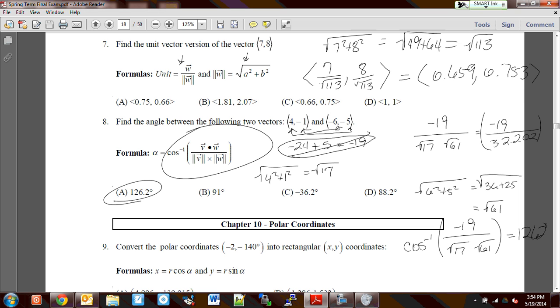So negative 24 plus 5 is negative 19. And then you're going to divide by the product of the magnitudes. The magnitude of the first one is the square root of 17. The magnitude of the second one is the square root of 61. So now we're simply going to do the inverse cosine of negative 19 over the square root of 17 times the square root of 61 to get 126.2. All right, that's all there is to that one.